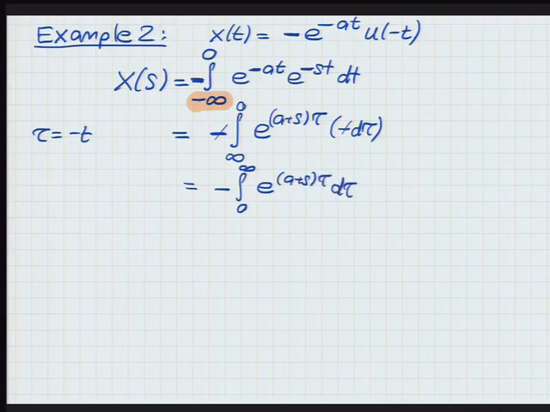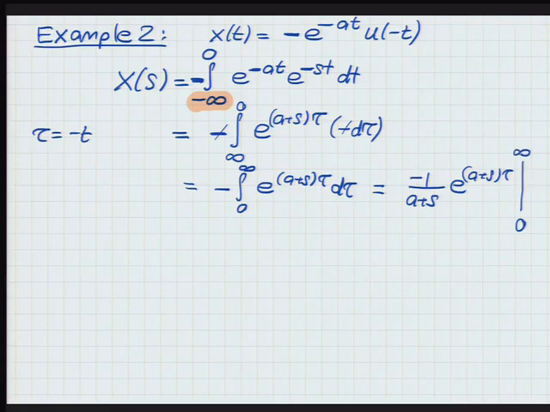All right? So what is the integral of e to the something times tau? It's itself divided by that something, the factor in the exponent, right? A plus s tau. Right? And we have a negative sign. And then the limits of integration are infinity and 0.